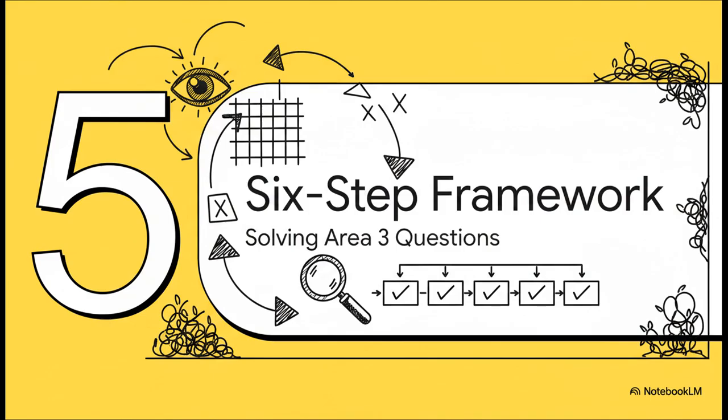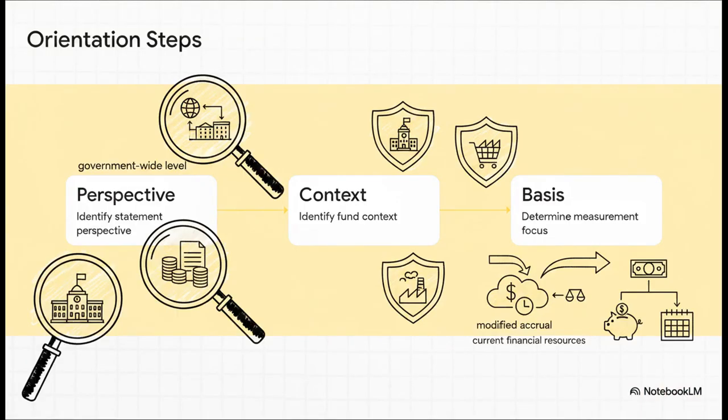Section 5. The 6-step framework for solving any Area 3 question. Because perspective is everything, you really need a strict, logical pathway to prevent yourself from making assumptions. So here are the first 3 vital steps of orientation that you must apply to every single question. Step 1, identify the statement perspective. Are we looking at the government-wide level or the fund level?